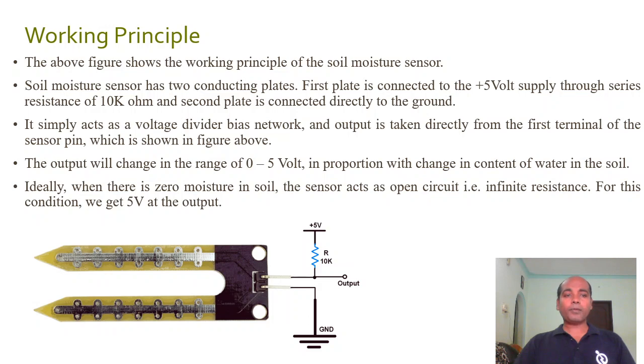The working principle: the soil moisture sensor has two conducting plates. The first plate is connected to a 5 volt supply through a series resistance of 10 kilo ohm, and the second plate is connected directly to the ground. It simply acts as a voltage divider, and the output is taken directly from the first terminal of the sensor pin, which is shown in the figure above. The output will change in range from 0 to 5 volt in proportion with the change in the water content in the soil. Ideally, when there is zero moisture in the soil, the sensor acts like an open circuit, that is, infinite resistance. For this condition, we get 5 volt at the output.